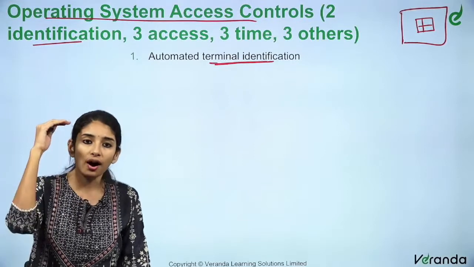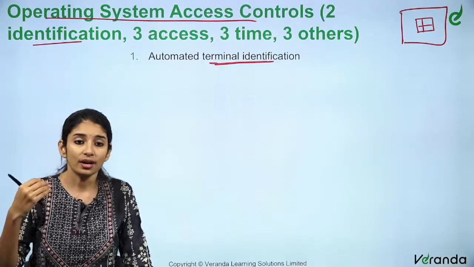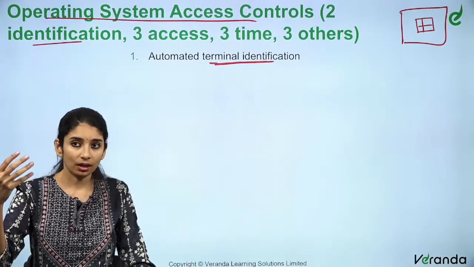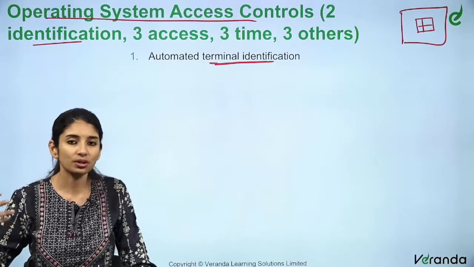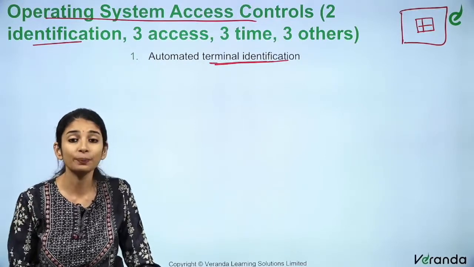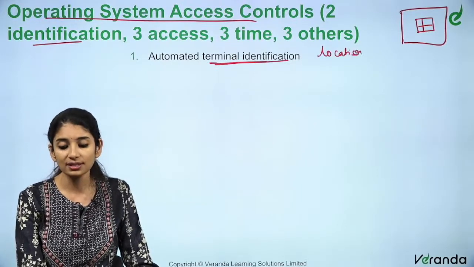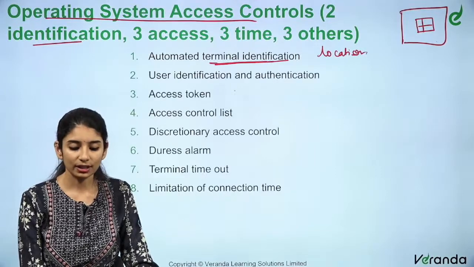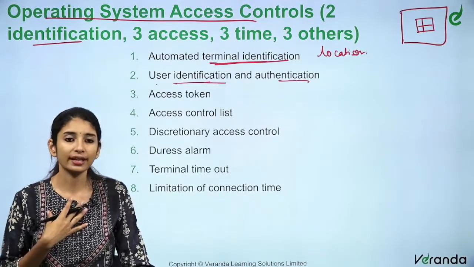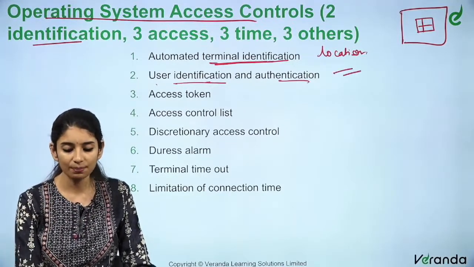So I need to put in automated terminal identification, that this information was attempted to be accessed from some computer in Italy, some computer in Paris. So I will restrict that. Automated terminal identification: you have to check the location from where this OS is trying to be accessed. Next is user identification and authentication. Need to check if the user is a correct user by the user ID and password.